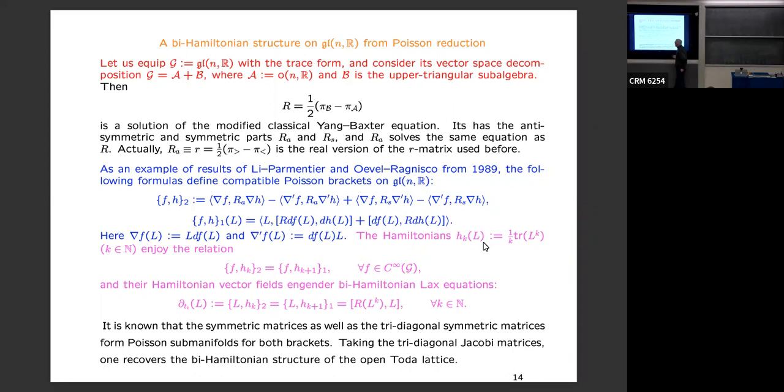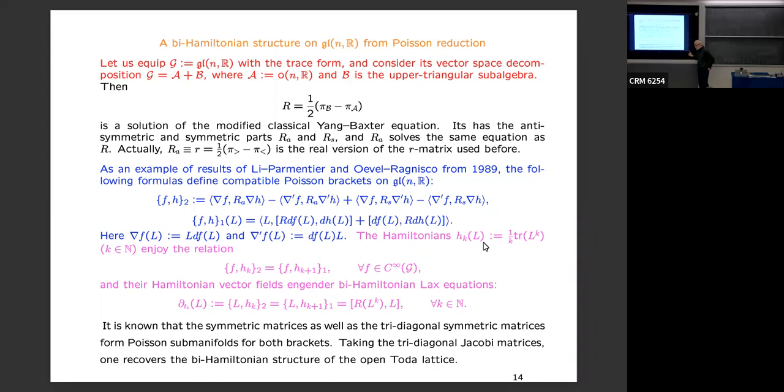And then the property of this R matrix is that its anti-symmetric part, which is actually the standard R matrix, satisfies the modified classical Yang-Baxter equation with the same right hand side.